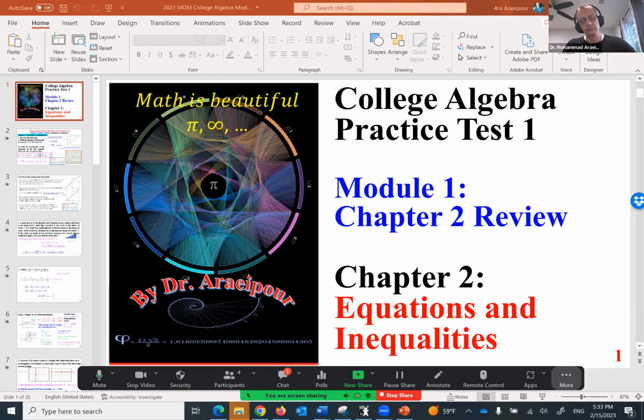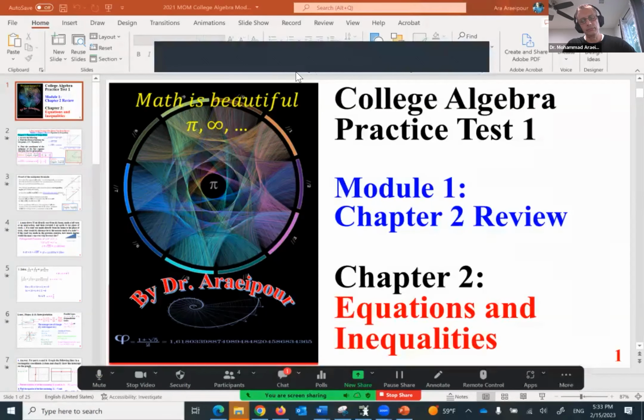Even in class, we are looking at college algebra practice test number 1, module 1, covering chapter 2, equations and inequalities. We're going to go over the second half. We covered the first half.